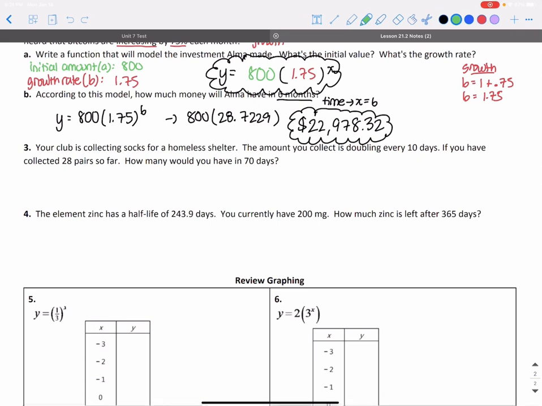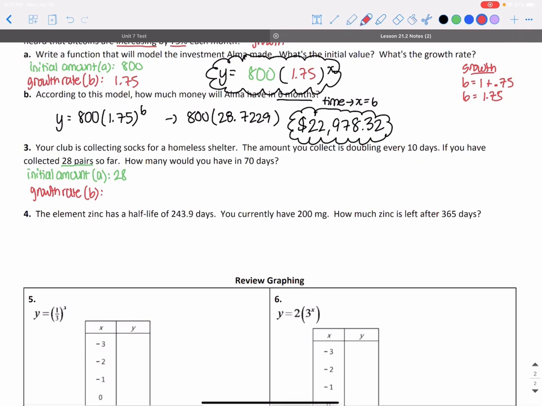So this is exponential. It's going to be an exponential function that I use to represent this. I need to know the initial amount, which is a, and it is going to be 28. So 28 pairs so far, it says, that we've collected. And then the growth rate, which is b.